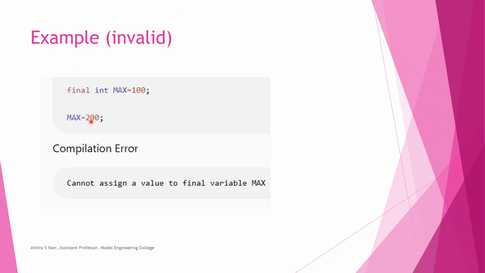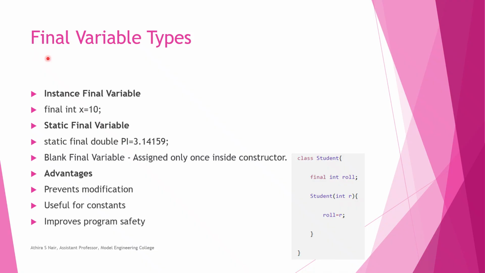So here we are changing the value as max is equal to 200, then we will get a compilation error as cannot assign a value to final variable max. Now we will see the different types of final variable. The first type is instance final variable. It is just like an instance variable, but we are giving the final keyword before initializing. So here the value is constant.